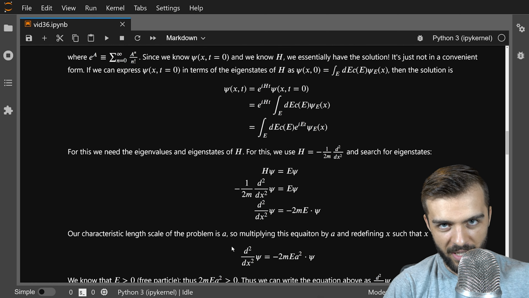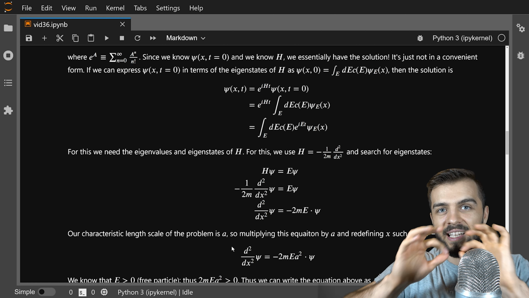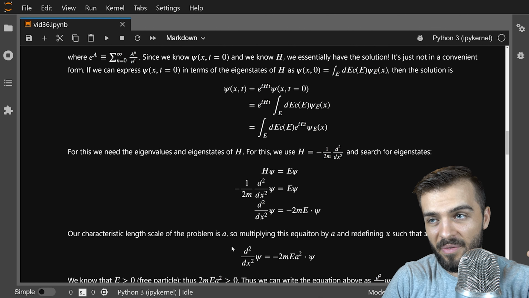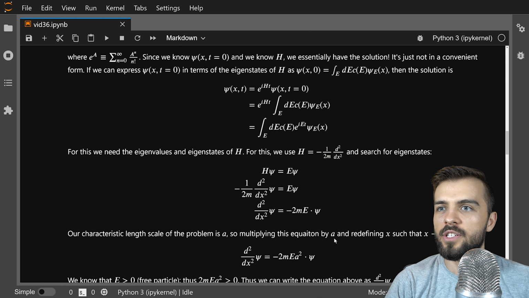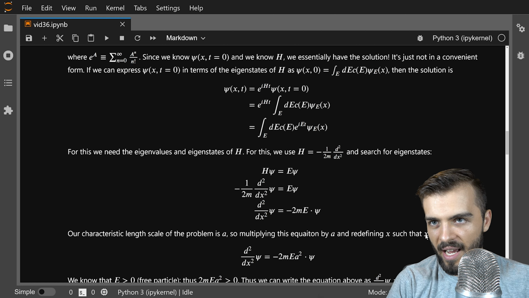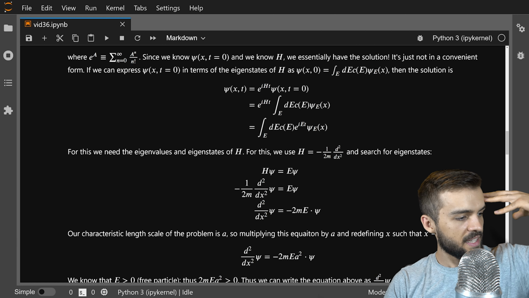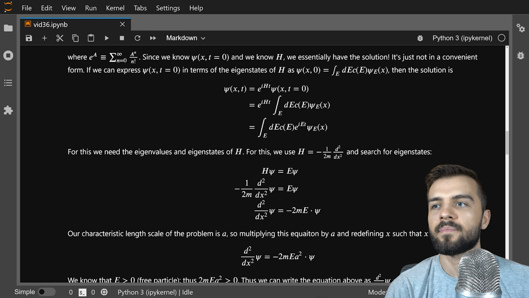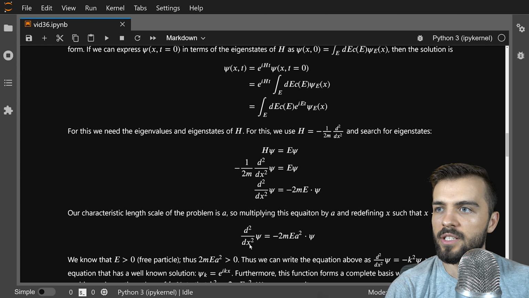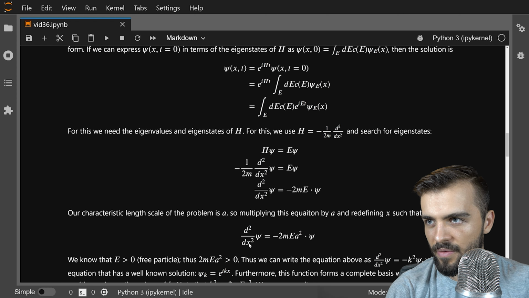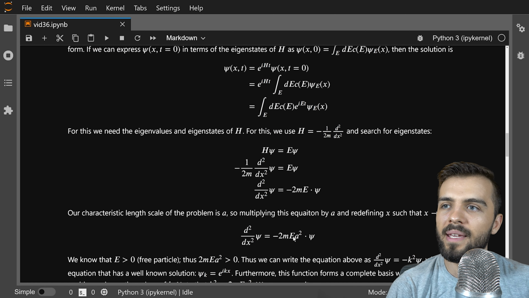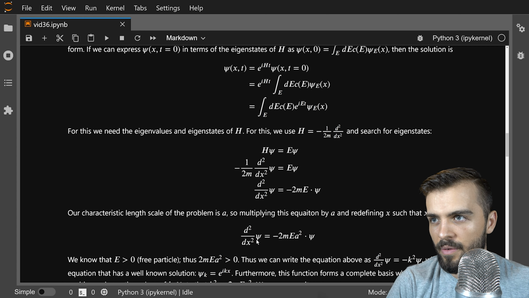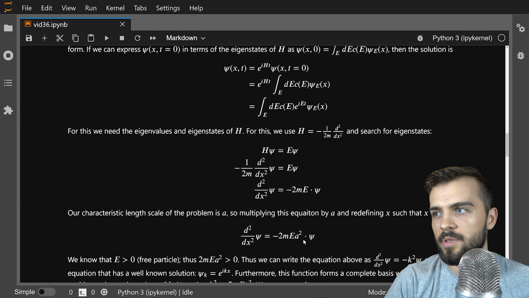So I'm going to do a little trick here to get rid of a for the rest of the problem. Instead of considering x in units of meters, I'm going to consider x in units of a. So I'm going to multiply this equation by a, and I'm going to redefine x so that x is equal to x over a. So if I say x is equal to 3, that's my new units of x. What I really mean is x is equal to 3 times a. And we get the following equation: d squared dx squared of psi, of course now x is measured in units of a, is equal to minus 2me times a squared psi. And I know how to solve an equation that looks like the second derivative of a function is equal to a constant times a function.